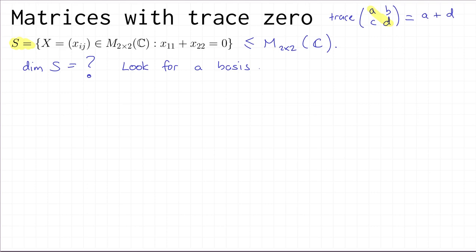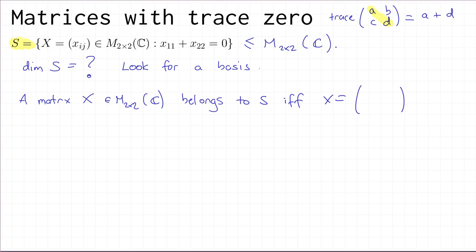Well, it helps to think about what is the general form of an element of S. So a matrix X, a 2 by 2 complex matrix, belongs to S if and only if X has the following form. What can we say? We know that the 1,1 entry plus the 2,2 entry must be 0. And that's the only condition. So the two other elements can be absolutely anything. So every element of S looks like this, and in fact, every element that looks like that is in S. So something lies in S if and only if it has this form: A, B, C, minus A for some A, B, and C complex numbers.